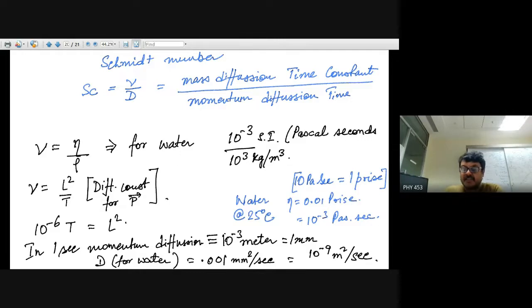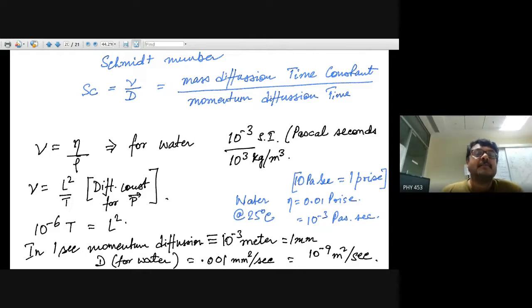In air, it is the molecules themselves going from one place to the other and transporting momentum. So this is different. This mechanism can be different from the way of momentum transport due to viscosity. And the number, which is the kinematic viscosity, has dimensions of L square by T, and the ratio of kinematic viscosity and the mass diffusion constant is called the Schmidt number.